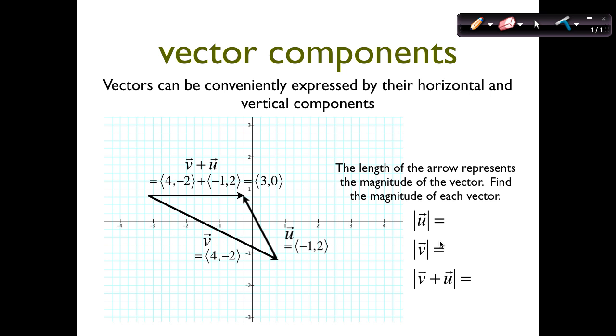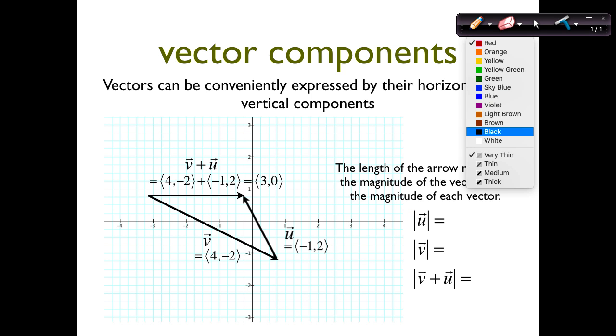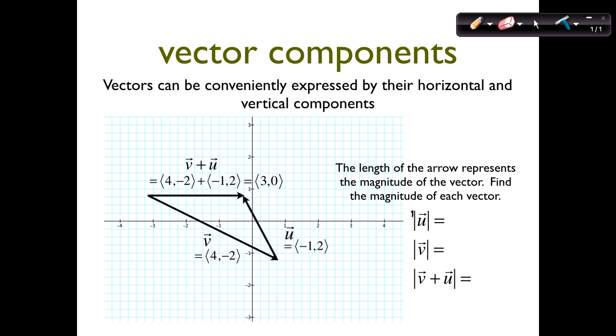Notation. There are actually two notations. You can do just single bars. I think our book has double bars, and they mean exactly the same thing. So if you see single bars around a vector or double bars, it means the same thing. It means we don't care about direction anymore. We just want to know the amount, the magnitude, or in this case, the length of those vectors. Okay, so u, the length of the vector u.